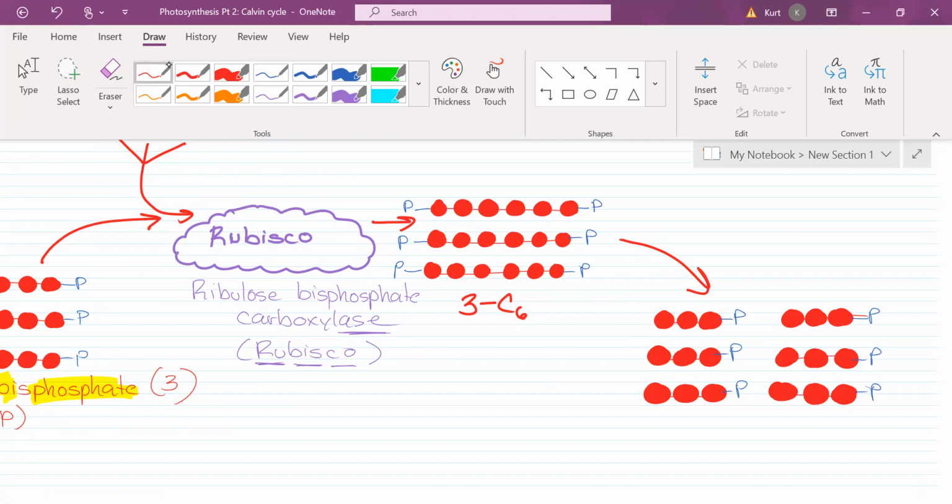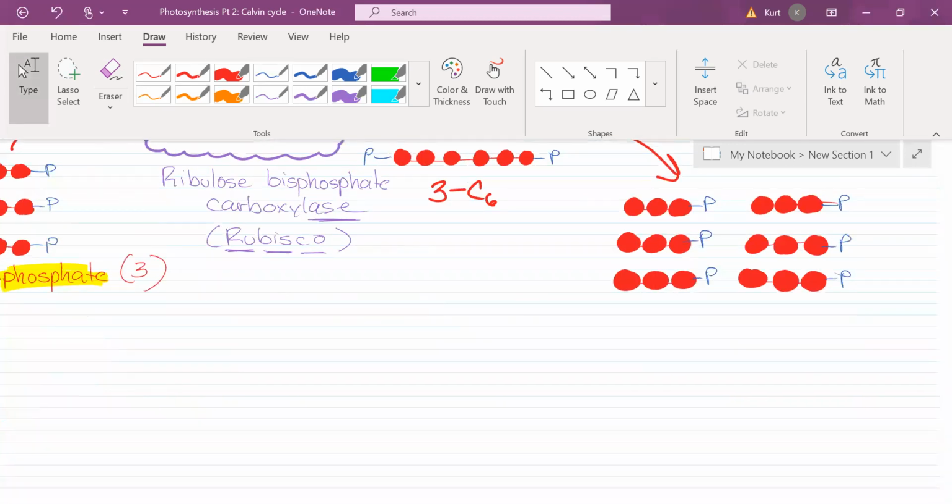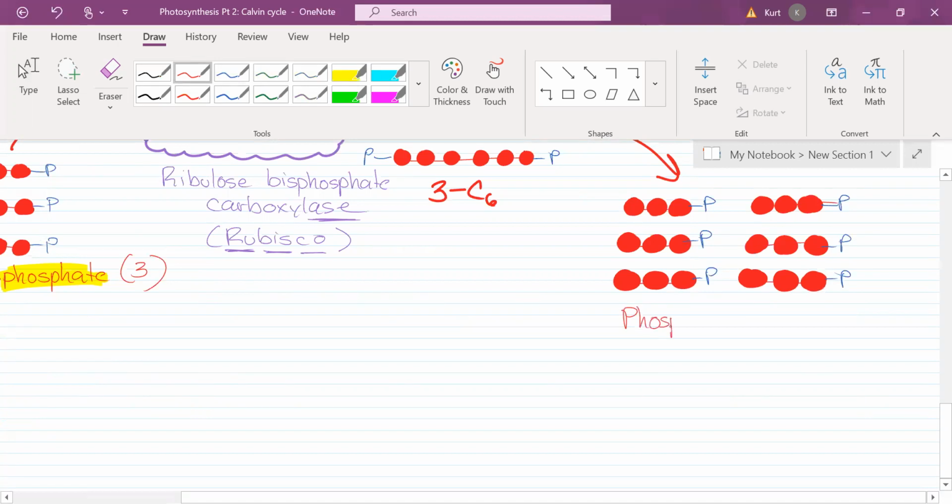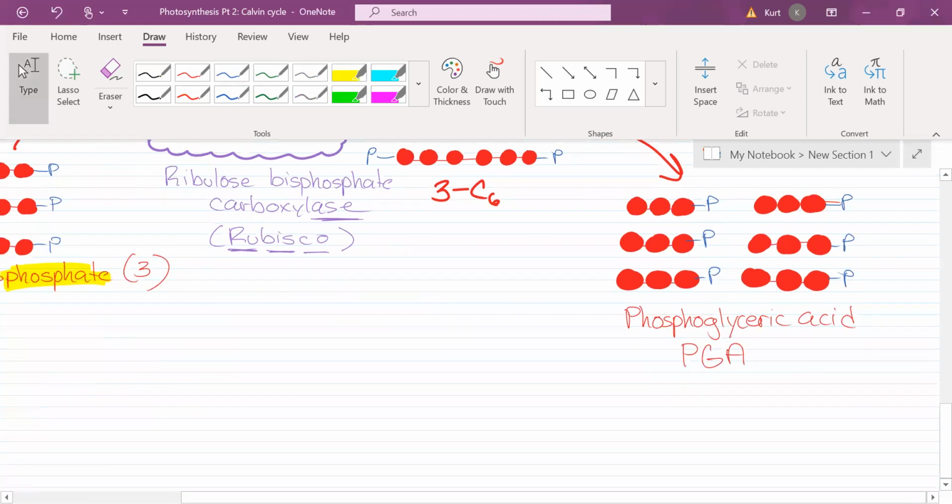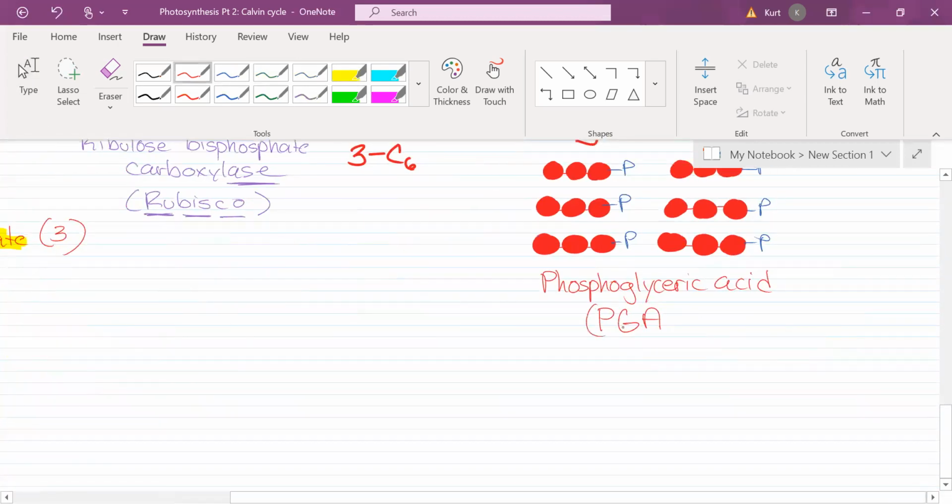This molecule has a name. It's called phosphoglyceric acid. You can call it PGA for short. And there are 6 of them, so you have 6 C3 molecules.